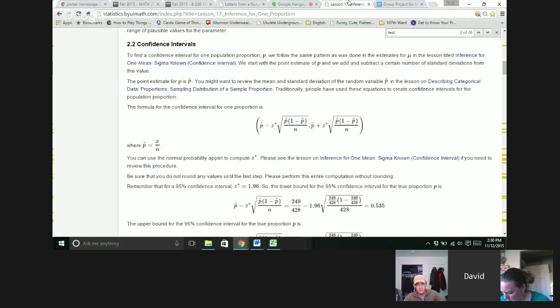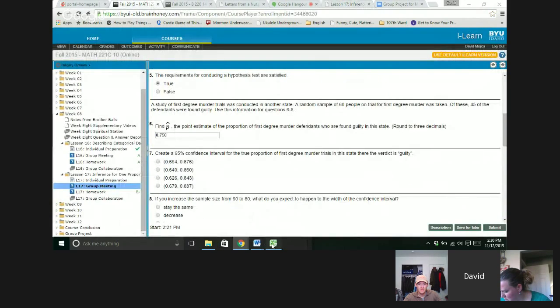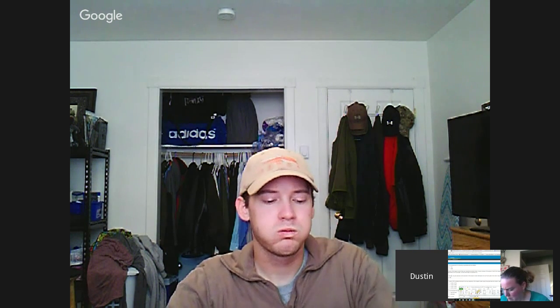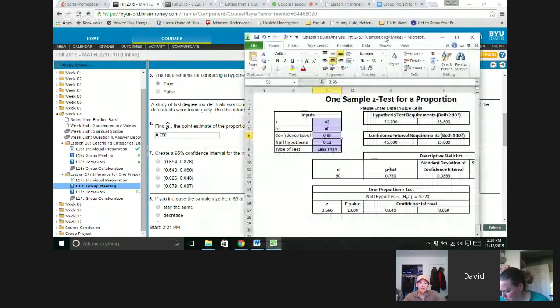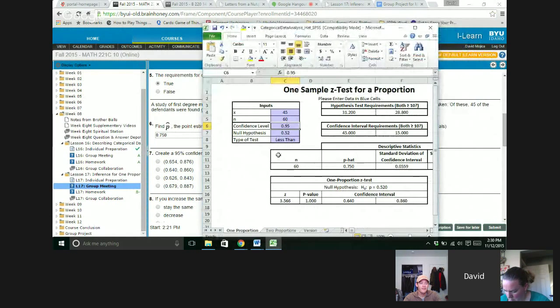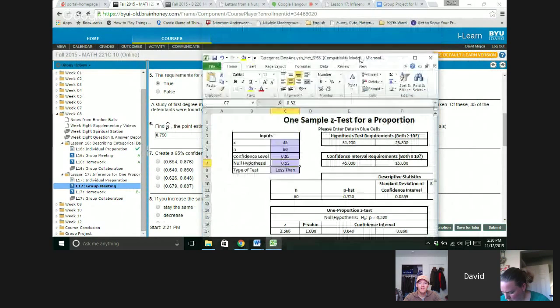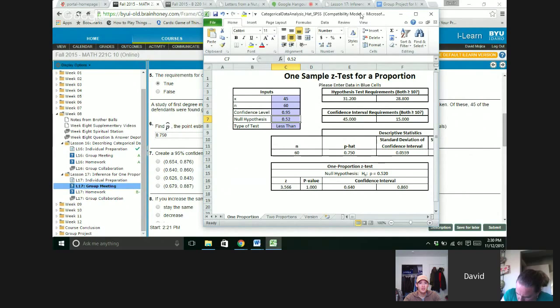95% confidence interval. Categorical. Oh, darn it. I might have to actually use the formula. Why? I don't know what the null hypothesis is. Oh, we're not doing a hypothesis test, so we just leave that blank. You just leave it at what it's at. At 0.52? Oh, mine's at 0.70.